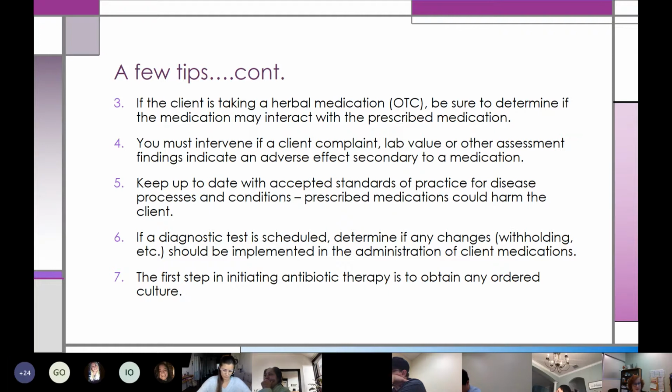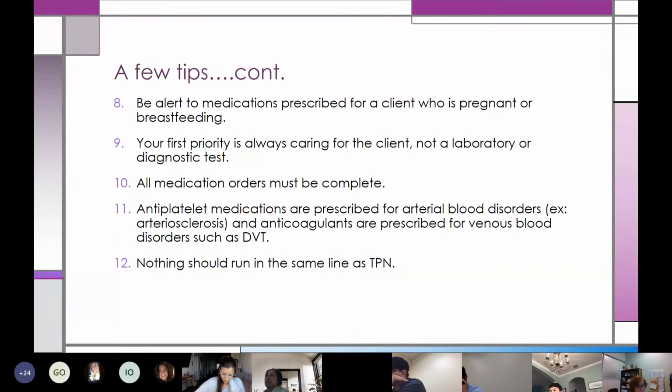The first step in initiating any type of antibiotic therapy, if there is any ordered culture, always remember to do the culture before you do the antibiotic therapy. Okay, and you know why, because it can change what's being picked up in that wound or blood culture, whatever it is. Okay, just remember that.